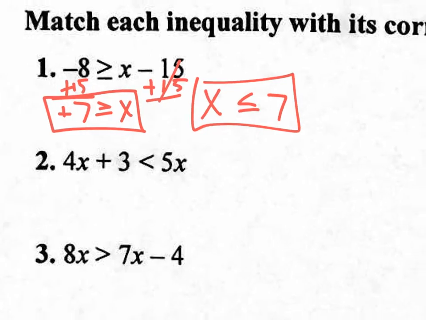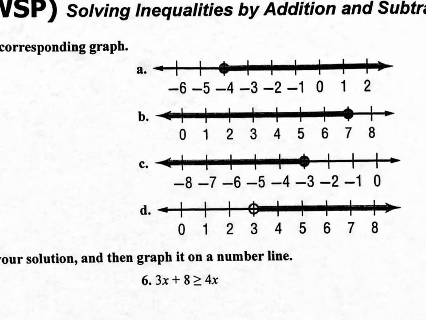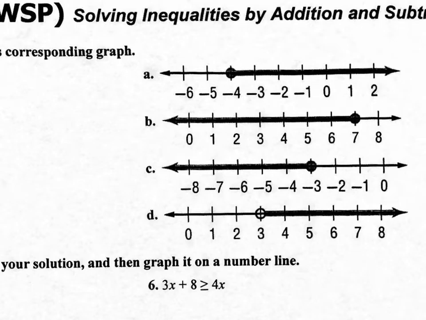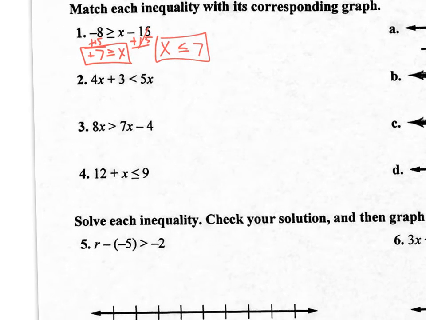Now, which graph would that be? X is less than or equal to 7 over here. That would be B. Less than or equal to, that implies a solid dot. This is an open dot that does not have a solid line underneath it. Less than or equal to 7, less than's to the left. So B's your correct answer. They're really all that easy.